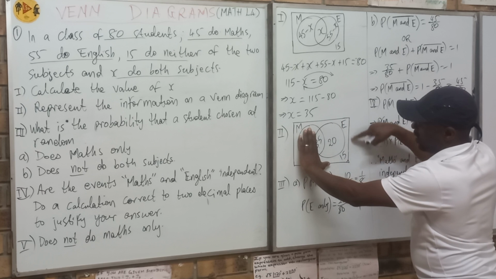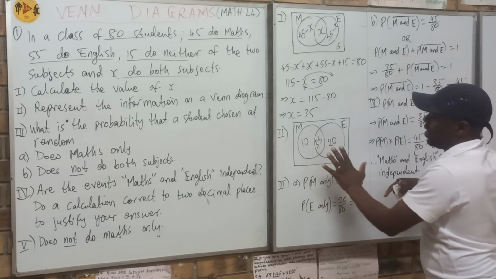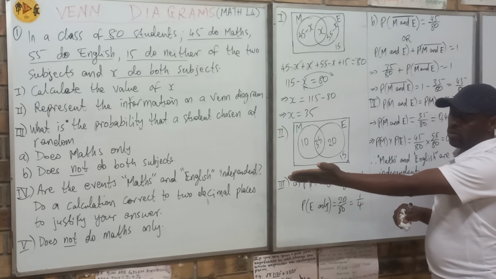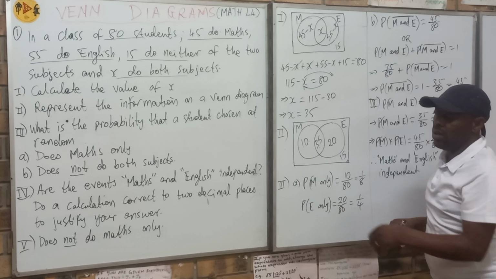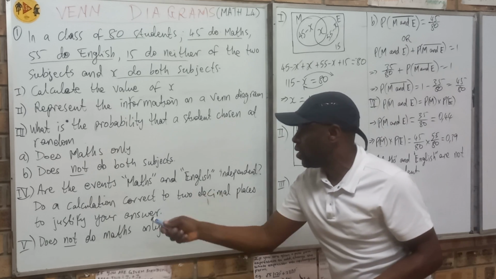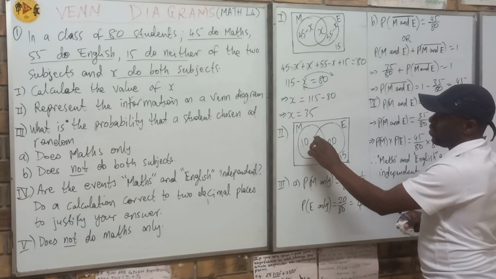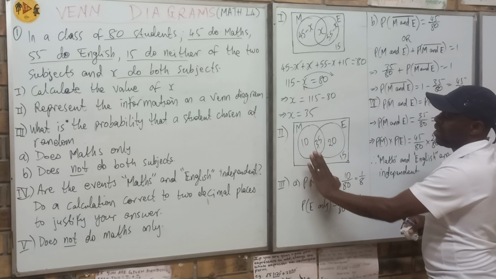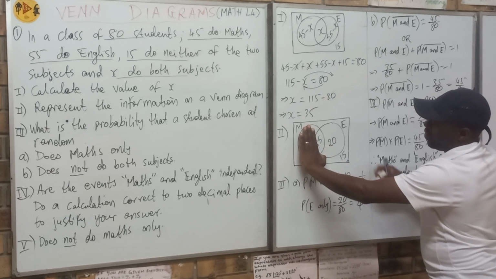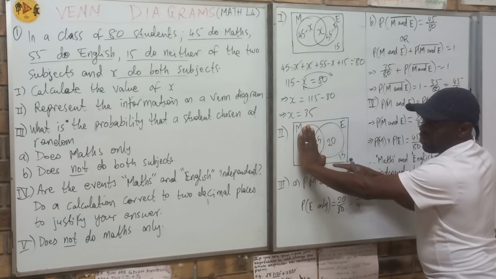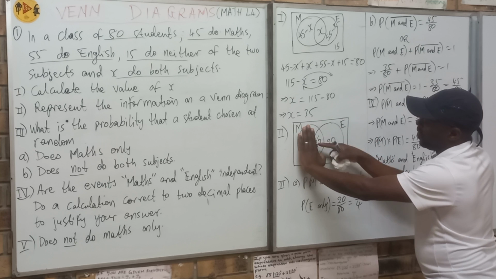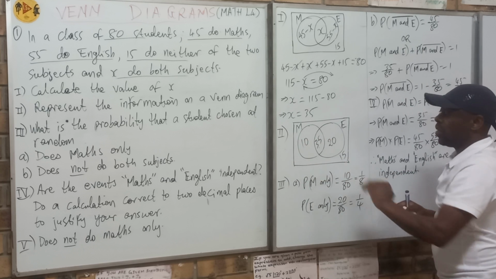You see everything. So a student who doesn't understand the portions of the Venn diagram will struggle with this kind of question of checking the probability of those who do not do math only. So I need to know the portion called math only, but that is the portion where there's 10. So if I close it up, I'll see those who do not offer mathematics only. So it will be 55 plus 15, that gives us 50 plus 20 is 70.